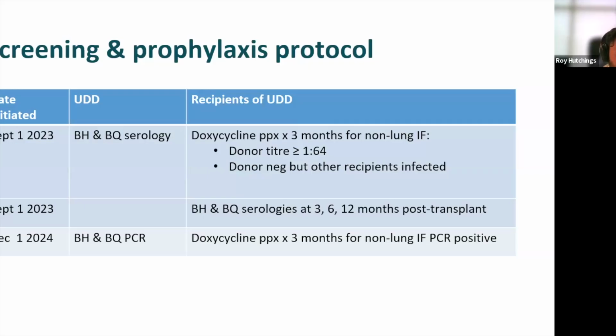And lastly, starting in December of 2024, we also added on PCR for Bartonella henselae and quintana of blood to the donor testing, in addition to serology and above. And we would also have prophylaxed recipients if the donor was PCR positive.